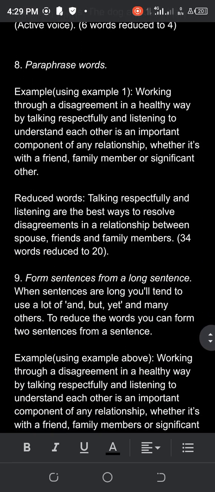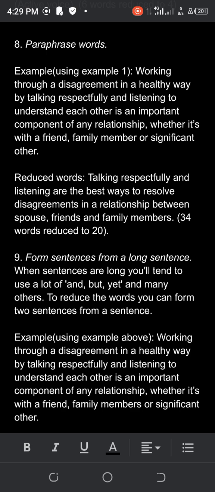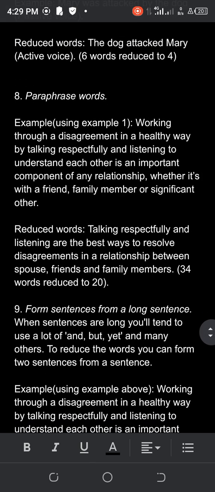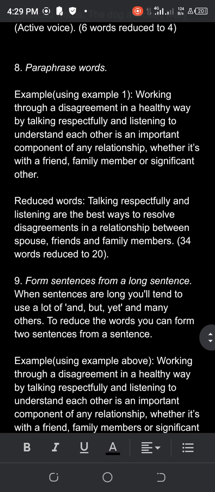So let's go to the 8th tip: paraphrase words. See our example there. We are using one of the examples from above: "Working through a disagreement in a healthy way by talking respectfully and listening to understand each other is an important component of any relationship, whether it's with a friend, family member, or significant other."